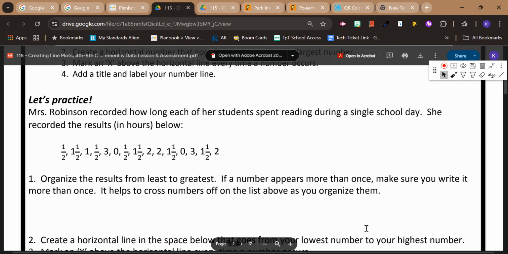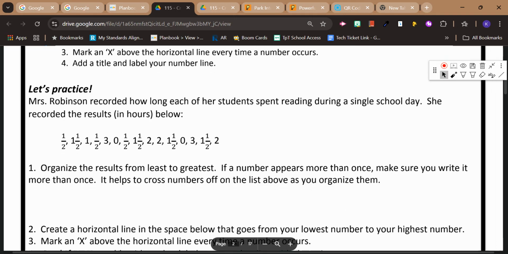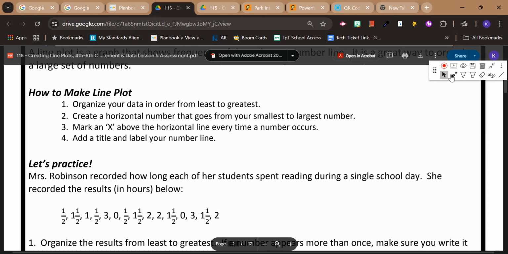Mrs. Robertson recorded how long each of her students spent reading during a single school day. She recorded the results in hours below. So the very first step we need to do is, what is it? Organize my data. Okay? That's the very first thing we need to do, is organize the data.